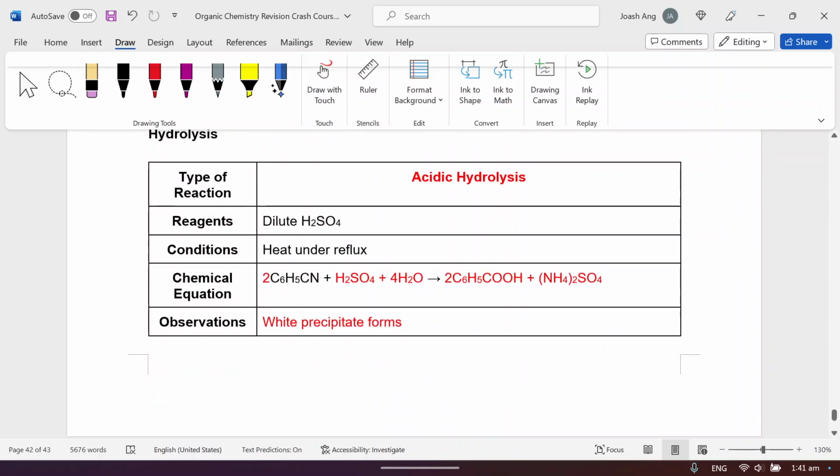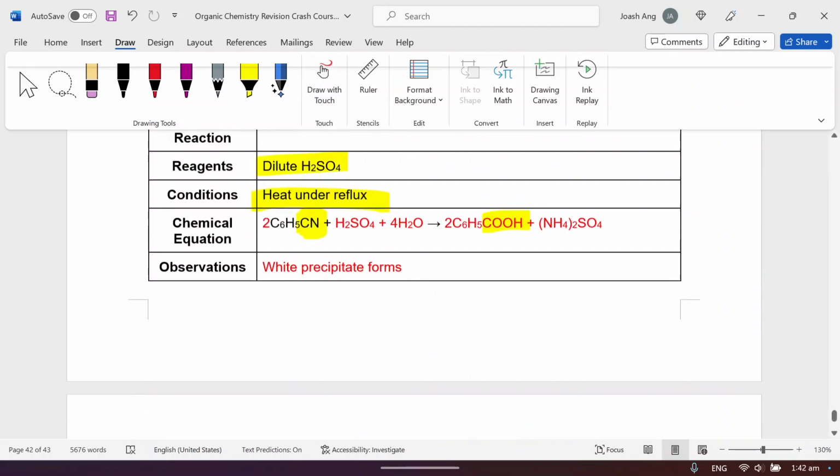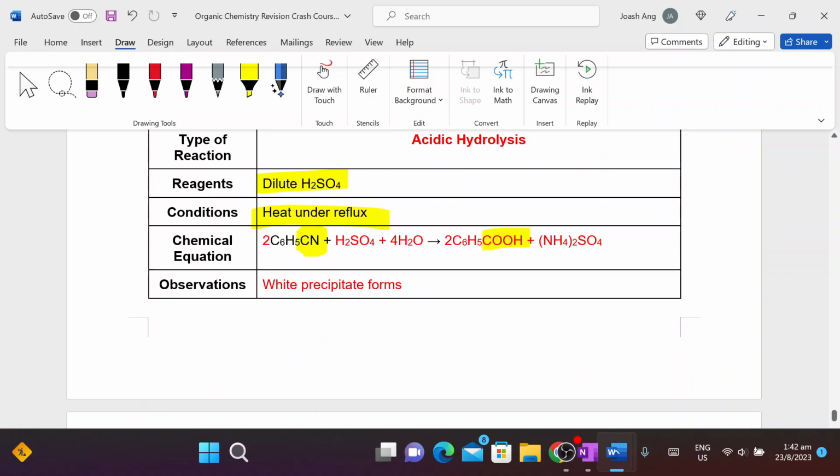This, you can read it yourself. This is acidic hydrolysis. So basically, we are using a dilute acid to hydrolyze this CN group, this nitrile group right here, to form COOH. Alright. And because benzoic acid is formed, a white precipitate is therefore formed. Alright. So how this occurs with the heat under reflux also, I can show you right here.